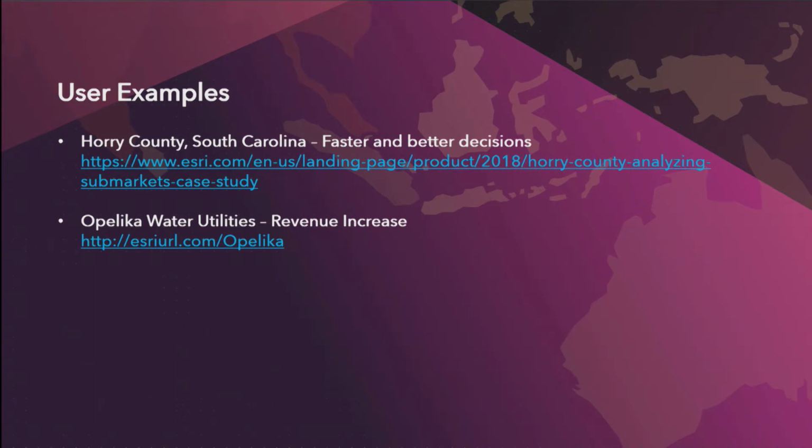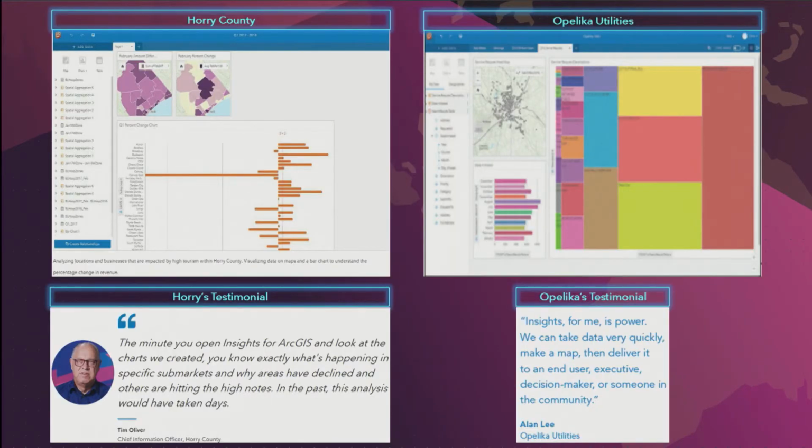So here are some user examples of people who are using Insights. So you have Horry County in South Carolina, and also Opelika Water Utilities, and some of their feedbacks. So for Horry, they say that in the past, the analysis would have taken days to do the same kind of analysis, which now they can do almost instantly. And for Opelika, they appreciate this power to quickly make a map and then execute decisive decision-making in a quick way.